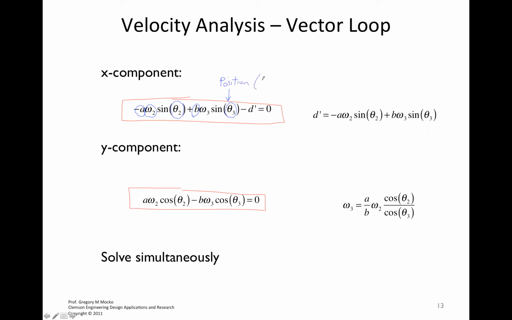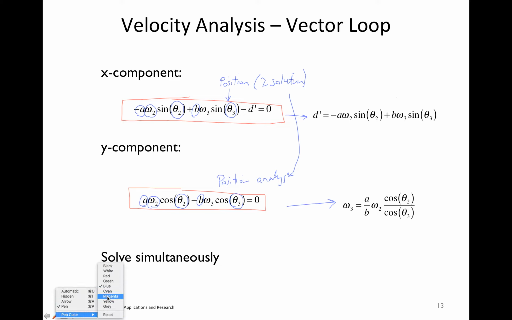Now, again, there's two solutions here. A is known, omega 2 is known, theta 2 is input to the system, B is known, theta 3 comes from the position analysis. And similar to this, there are two solutions. So I can solve these two equations simultaneously, and I end up with these two expressions. So this is important. Magenta is important.